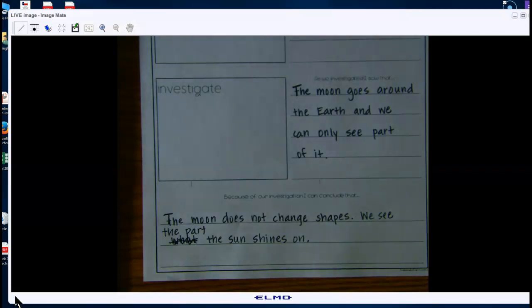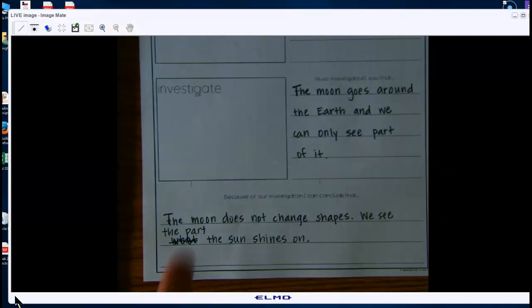So, as we investigated, I saw the moon goes around the earth and we can only see part of it. Because of our investigation, I can conclude that the moon does not change shapes. We see the part the sun shines on.